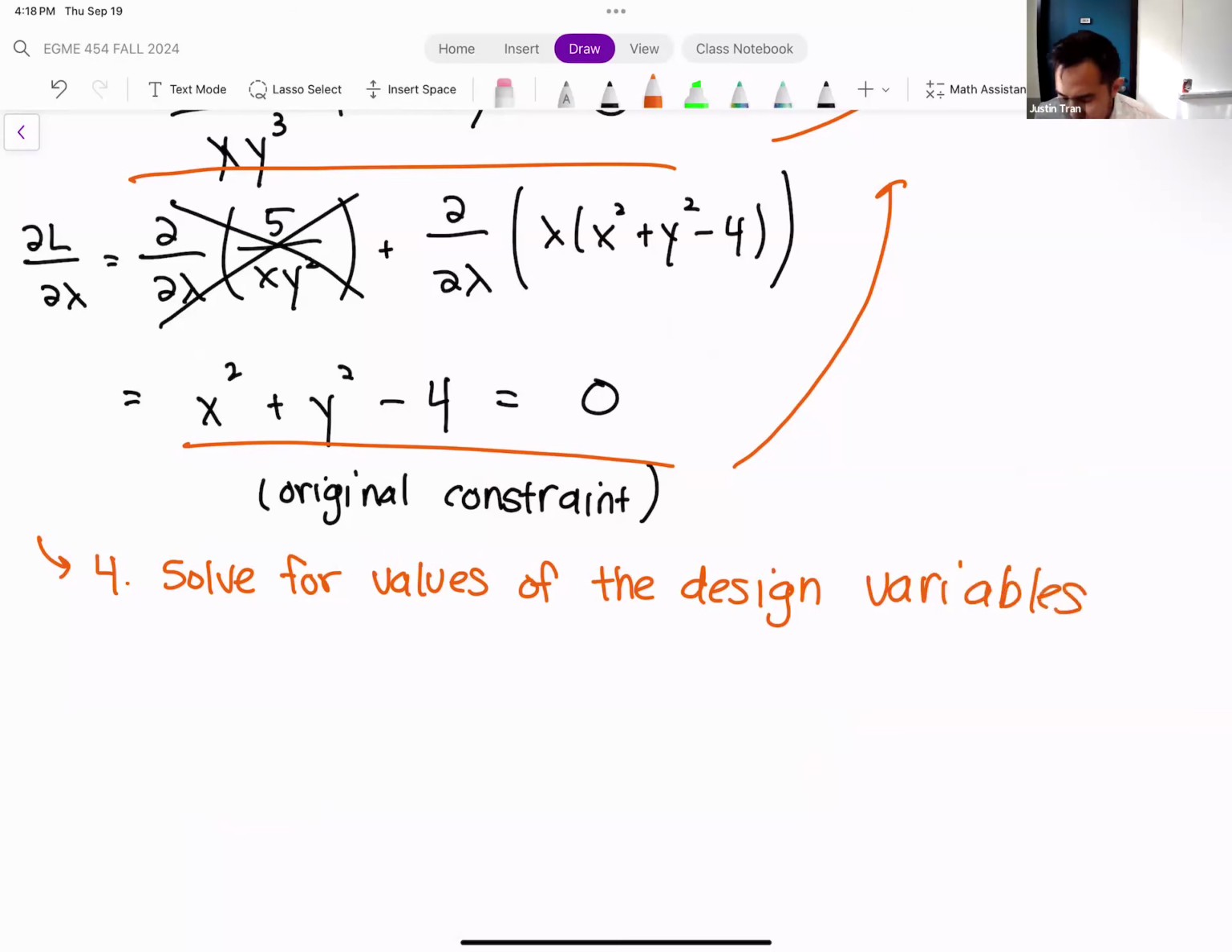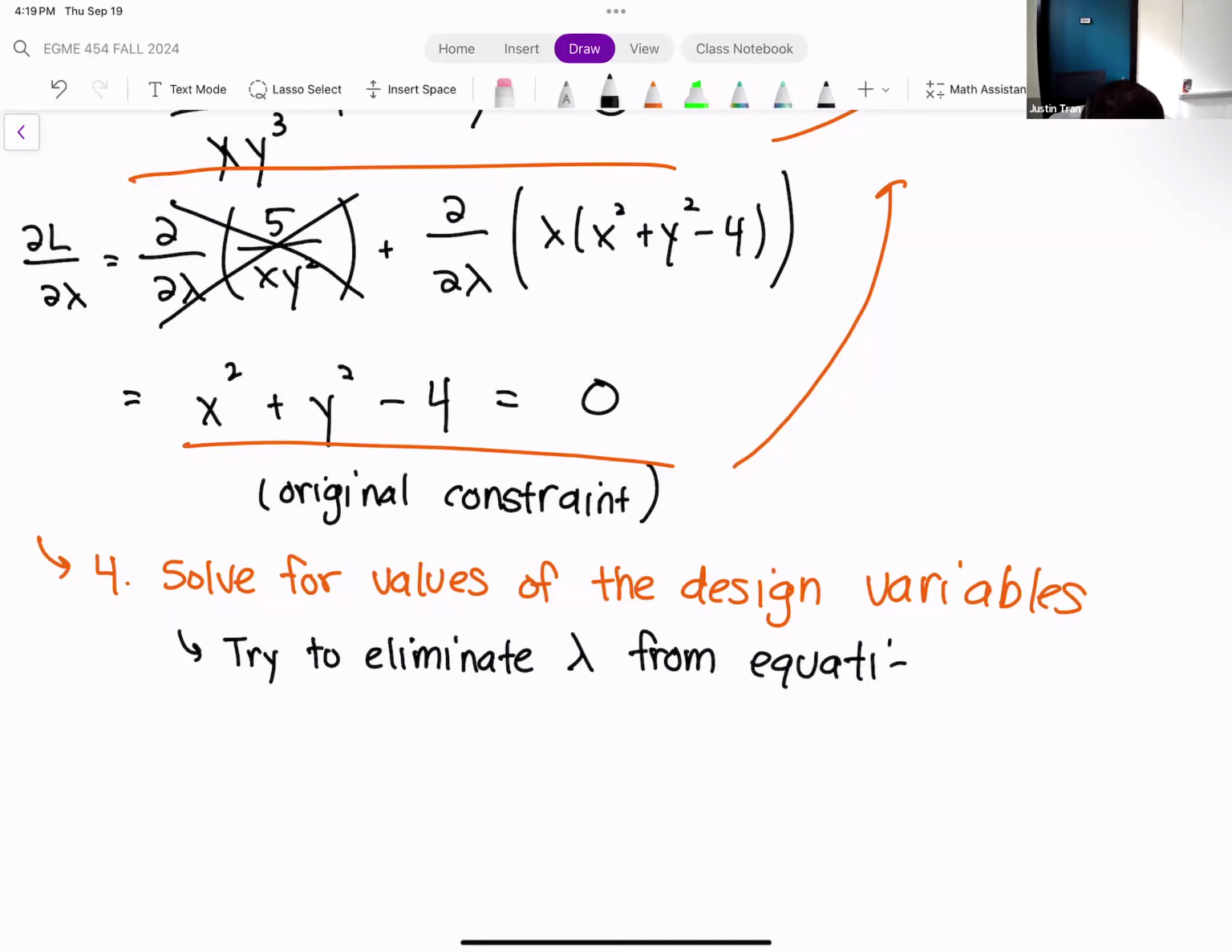Okay, so let's solve for the values of the design variables, okay? And so if we don't really care about the value for lambda at this point, let's try to eliminate it from our equations. Right, so if we can eliminate lambda from the equations, then all we're left with is just a system of two equations for our two unknowns.